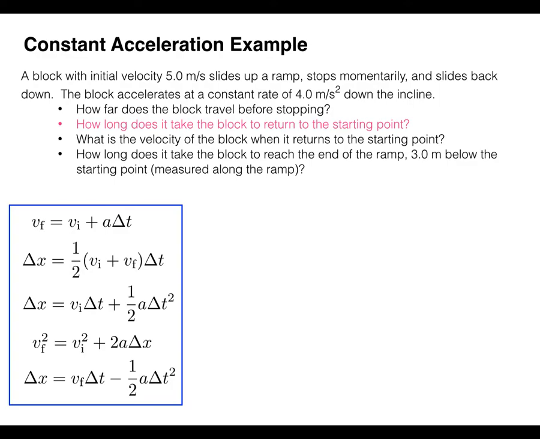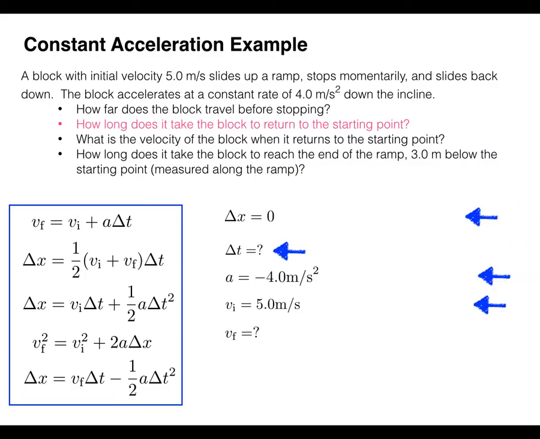How long does it take the block to return to the starting point? Well, this time we know that the change in position, if the block is returning to the starting point, would be 0. We don't know the time, that's what we're looking for. We know the acceleration is minus 4 meters per second squared, the initial velocity is 5 meters per second, and for the moment we don't know what the final velocity is. So once again, we're looking for this variable. We have these 3 variables, and we need to look for an equation in the list that has the 4 variables we're interested in, or that doesn't have VF.